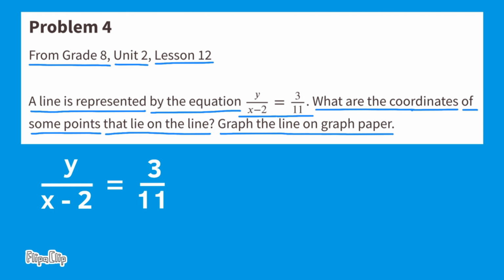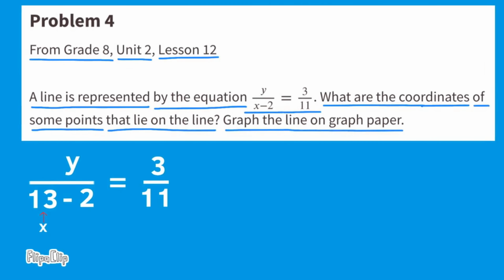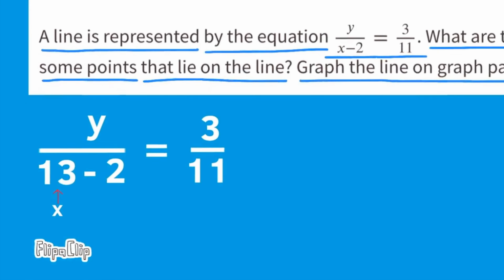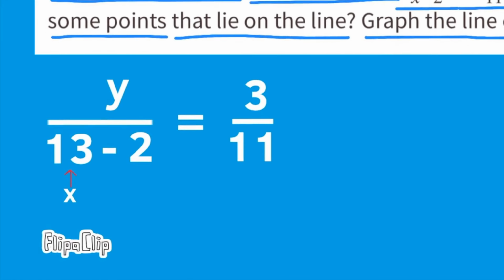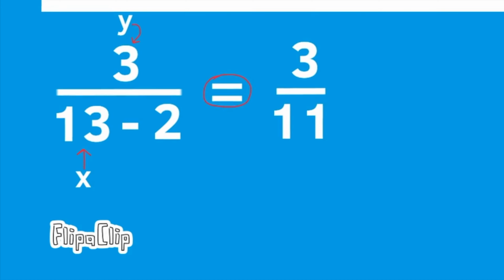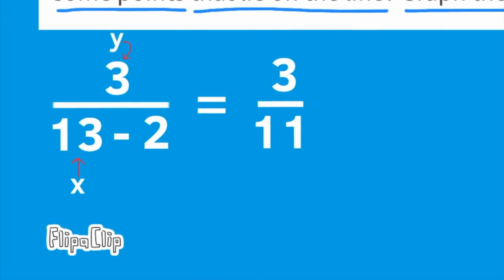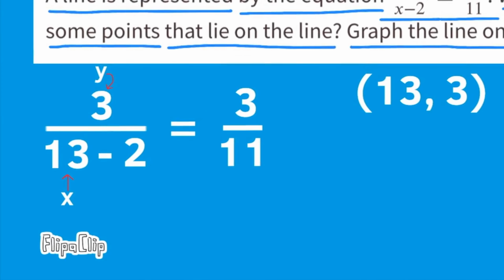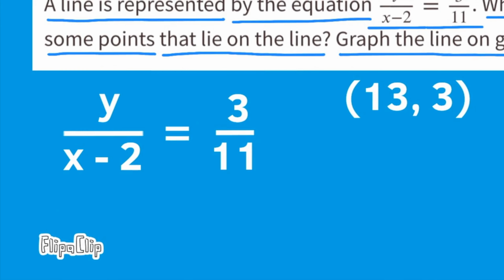The equation is important. Y over x minus 2 equals 3/11. This is actually telling you the value for y. When x is 13, y equals 3, because 13 minus 2 equals 11. When the value for x is 13, then the value for y is 3. Now we have our first set of coordinates, or ordered pairs. The x value would be 13, and the y value is 3.